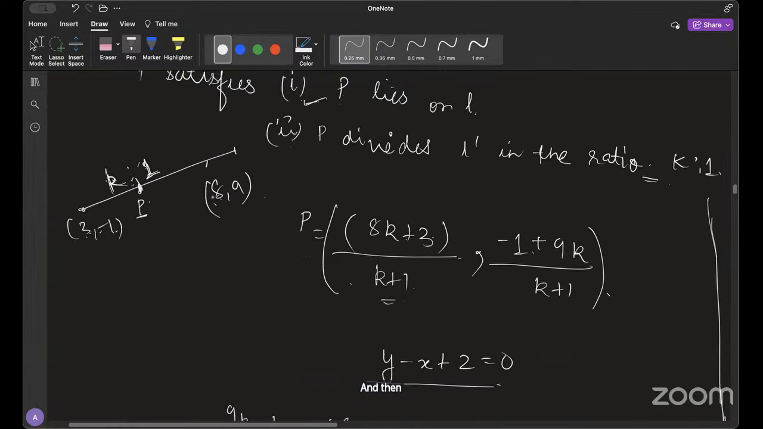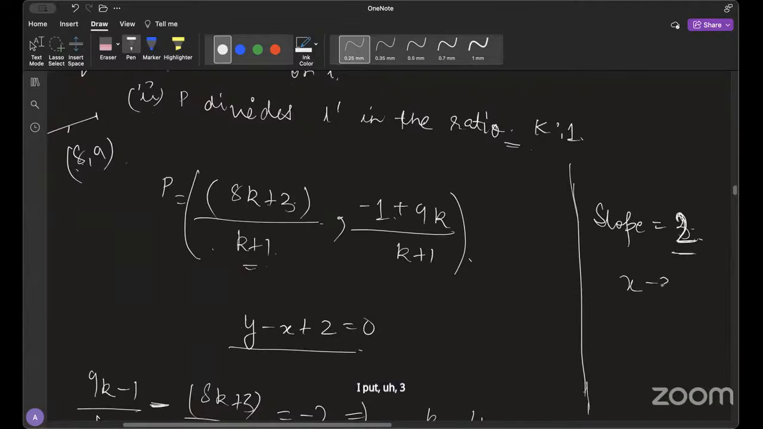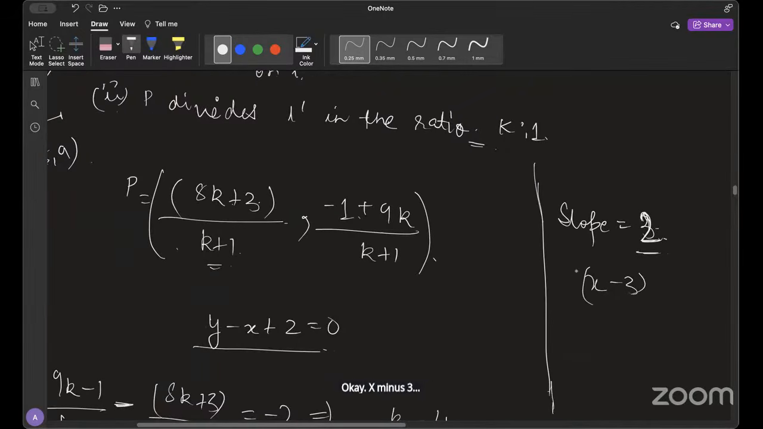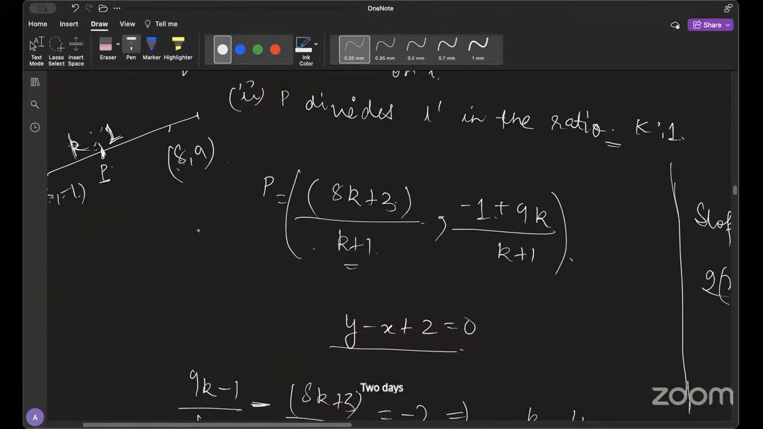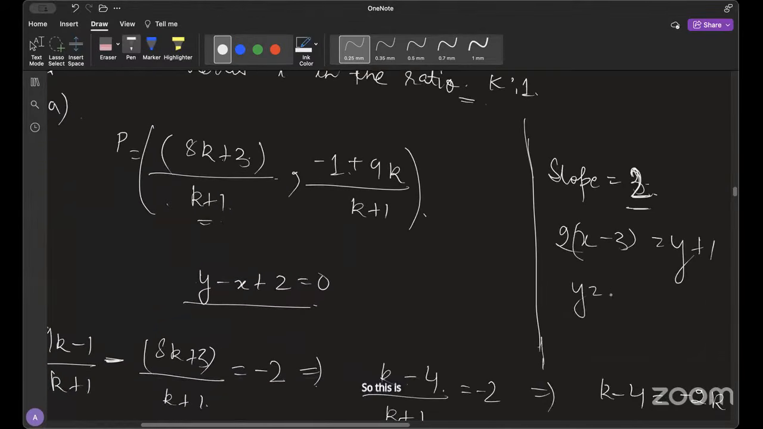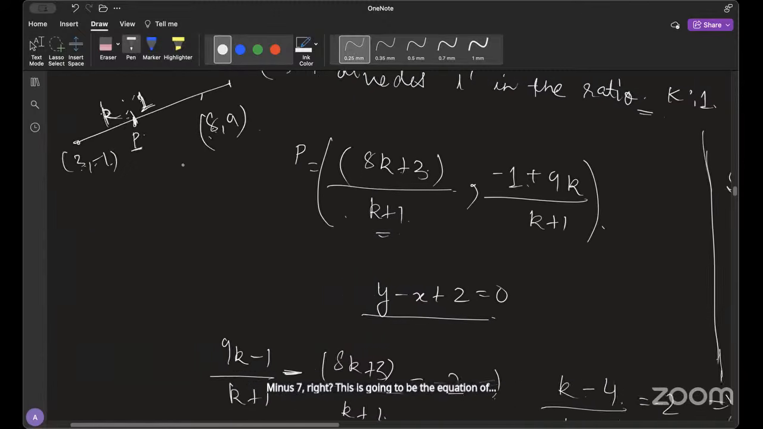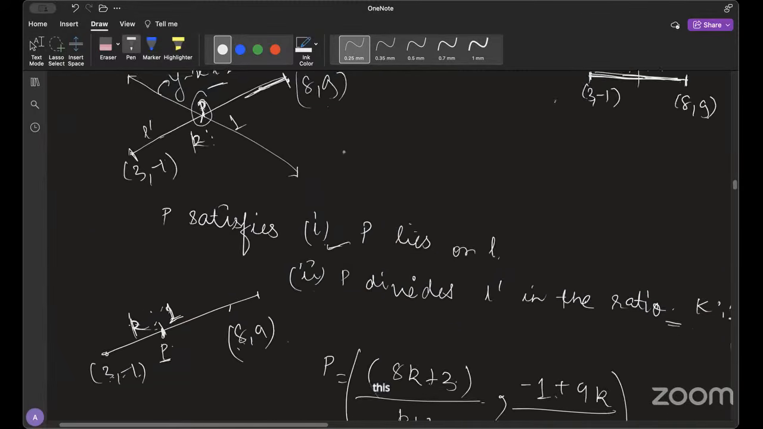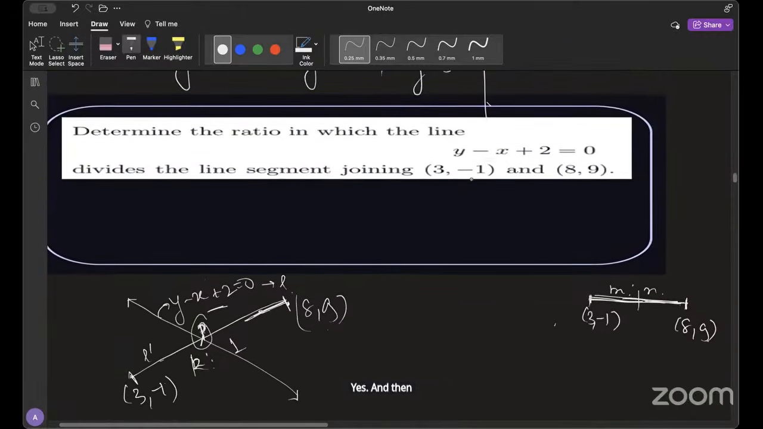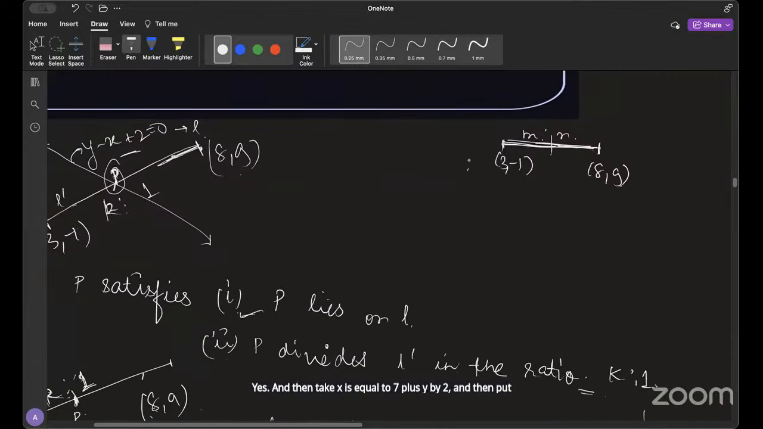And then what did you do? I put y plus 1 equals 2 times x minus 3. So this is going to be y equals 2x minus 6 minus 7, right? This is going to be the equation of this line. Then the other line: take x equal to 7 plus y by 2 and put that x into the given equation.